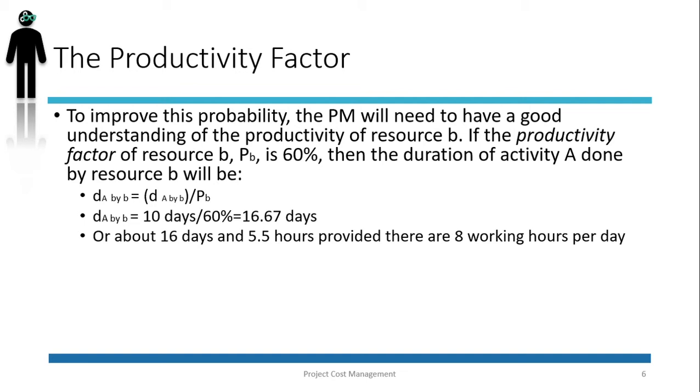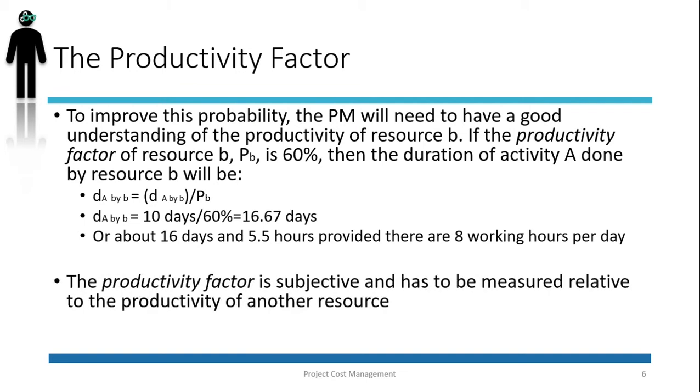So again, to summarize, the productivity factor is subjective, and it has to be measured relative to the productivity of another resource. In conclusion, the productivity factor becomes important when we consider the fact that resource B is to be paid for 16.67 days, not for 10 days. Let's say for a second that the cost of using resource B is $800 per day, and we remember that the cost of resource A is $1,000 per day. So obviously, because resource B has a lower level of productivity, we expect the cost per day to be lower as well.